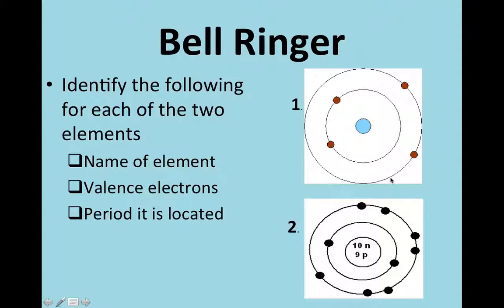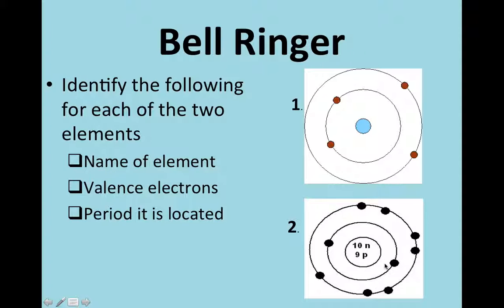Now to find out which element in that second row, you count the number of dots in the outer shell. One, two, right here. So you go over two elements, and that one would be beryllium for number one. They want to know the name of the element, beryllium. Number two, valence electrons, the electrons in the outer shell, and what period, you count your rings.